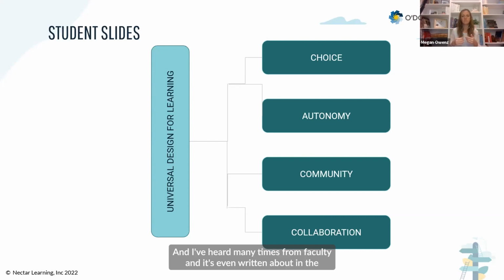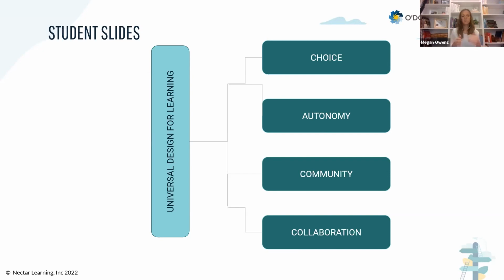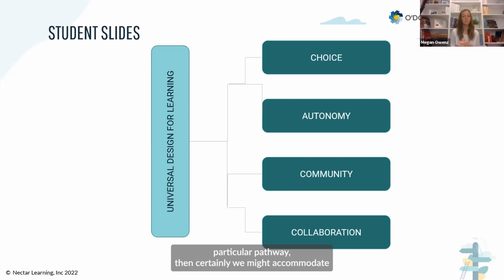And I've heard many times from faculty, and it's even written about in the literature, that if we make class accessible for one type of student, we're setting up barriers for another type of student, right? But UDL says not if we offer them options, right? If we're going to settle on it, it has to be this one way, or you have to show your knowledge in this one particular pathway, then certainly we might accommodate one type of student while setting up barriers for another. But if we include multiple pathways, acknowledging the diversity in our classroom, it doesn't have to be that way.